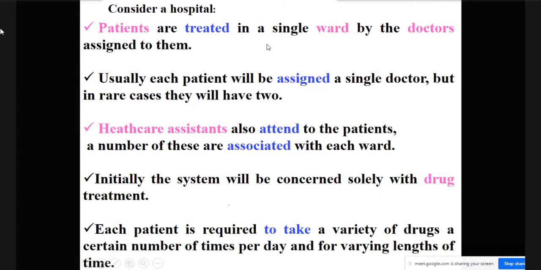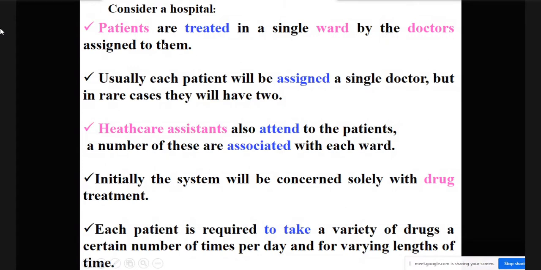Patients are treated. So whatever is in pink color are nothing but the nouns, correct? So nouns are my entities, and whatever is in blue color, you can see those are my verbs. Verbs are nothing but the relationships between the entities. So patients are treated in a single ward. A single ward is useful to show the cardinality.